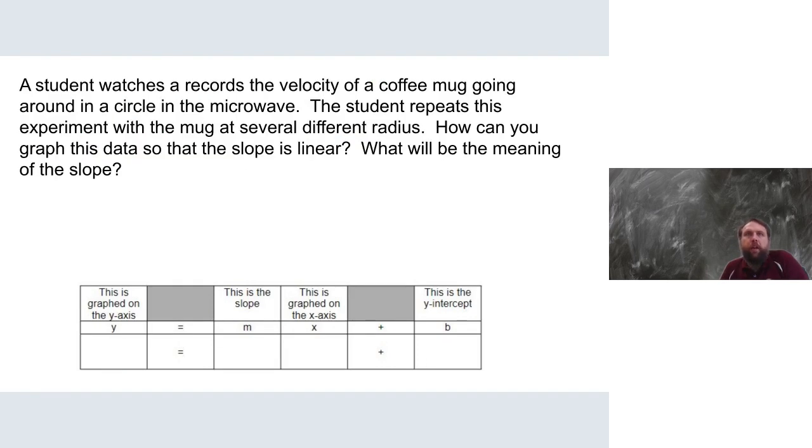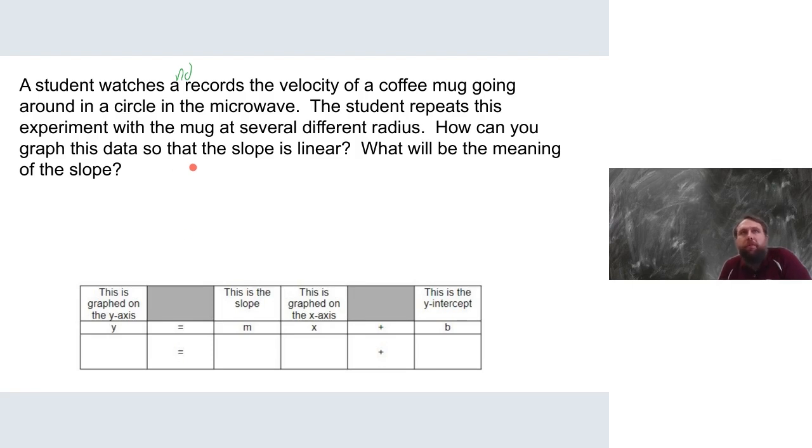One last example. A student watches and records the velocity of a coffee mug going around the circle in a microwave. The student repeats this experiment with a mug at several different radii. How can you graph the data so that the slope is linear? What will be the meaning of the slope?